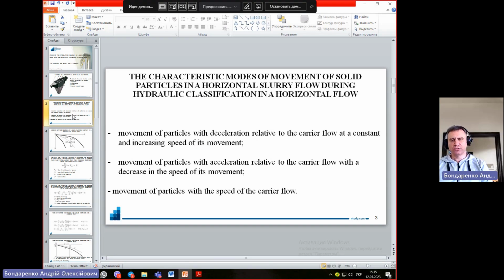The characteristic modes of movement of solid particles in a horizontal slurry flow during hydraulic classification in a horizontal flow can be movement of particles with deceleration relative to the carrier flow at a constant and increasing speed of its movement, movement of particles with acceleration relative to the carrier flow with a decrease in the speed of its movement, movement of particles with the speed of the carrier flow.